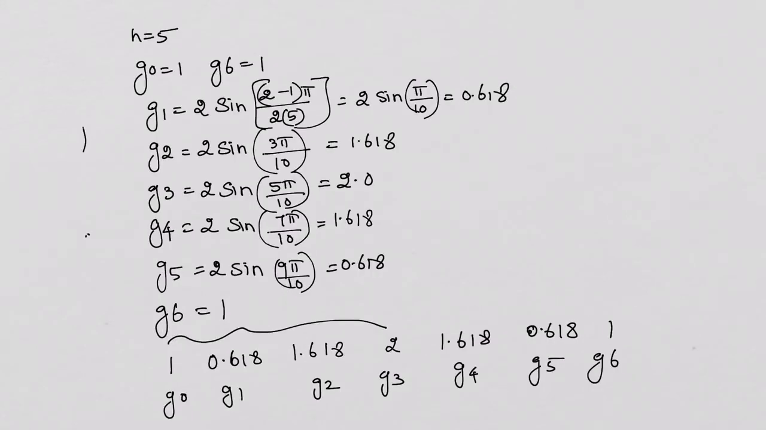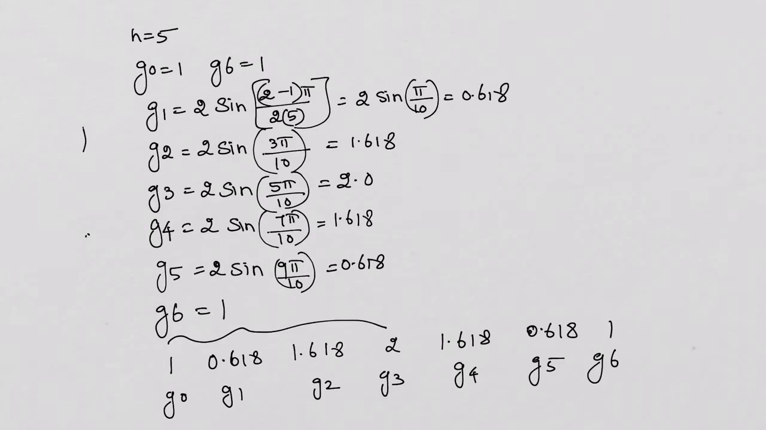For example, if n is equal to 5, the order of the filter is 5, then G0 and G6, which is Gn plus 1, are equal to 1, and the remaining parameters have to be determined. G1 is equal to 2 into sine of (2k minus 1) pi divided by 2n. Here k is equal to 1, so 2 into 1 minus 1, into pi divided by 2 into 5. So it is 2 sine of pi divided by 10, whose value is 0.618.